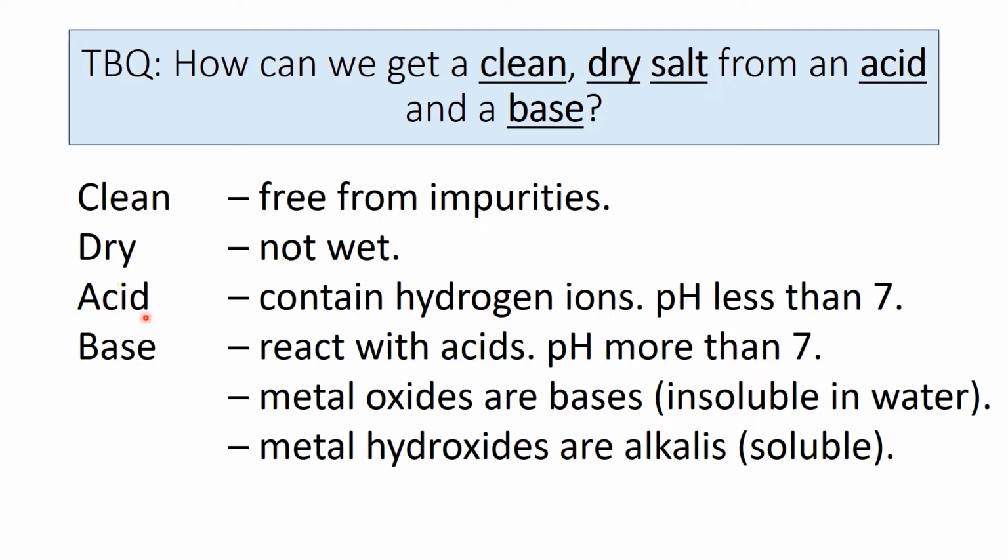We've said that an acid contains hydrogen ions and the substances that have a pH less than 7. Bases are substances that react with acids and they have a pH more than 7 on the pH scale, greater than 7. Metal oxides are bases, they're insoluble in water. You could also add here metal carbonates, and metal hydroxides in general. Alkalis, they're soluble bases, a special class of base, because bases in general are insoluble in water.